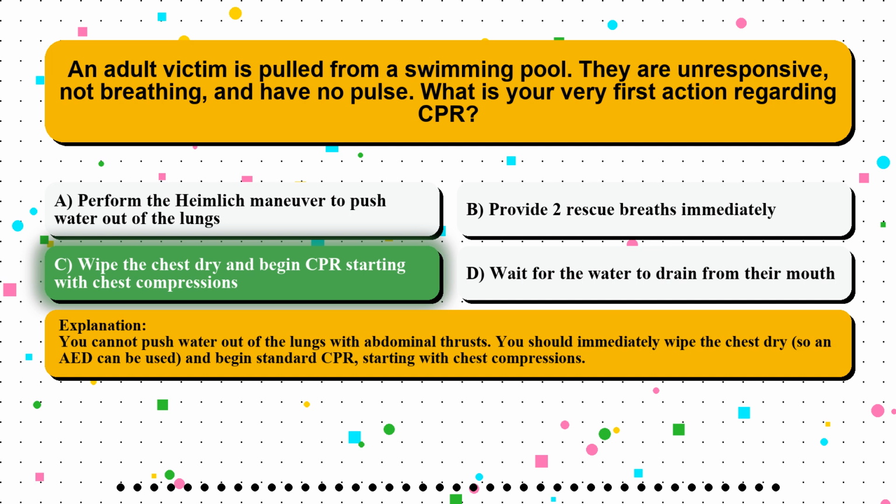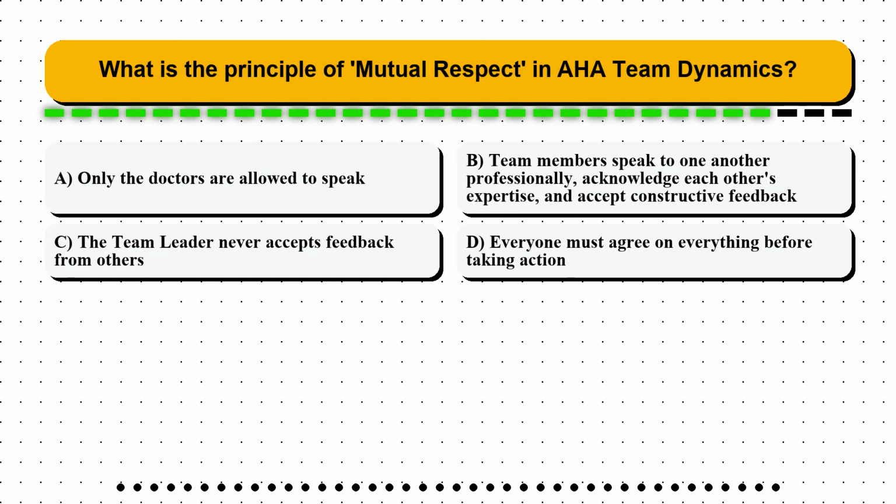Question 23. What is the principle of mutual respect in AHA team dynamics? Option A. Only the doctors are allowed to speak. Option B. Team members speak to one another professionally, acknowledge each other's expertise, and accept constructive feedback. Option C. The team leader never accepts feedback from others. Option D. Everyone must agree on everything before taking action.